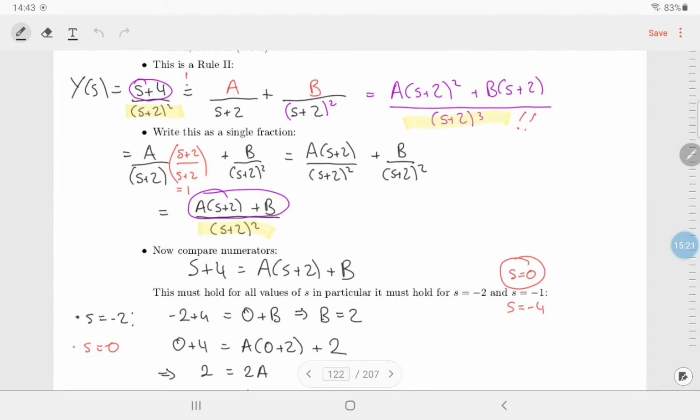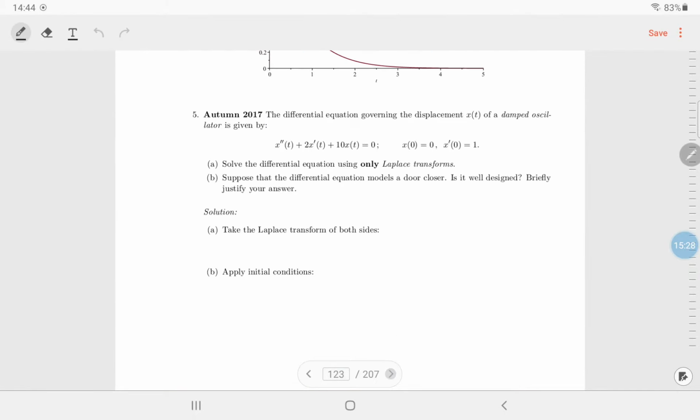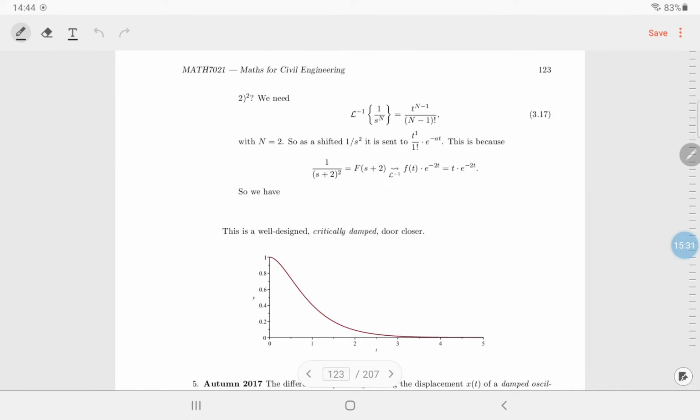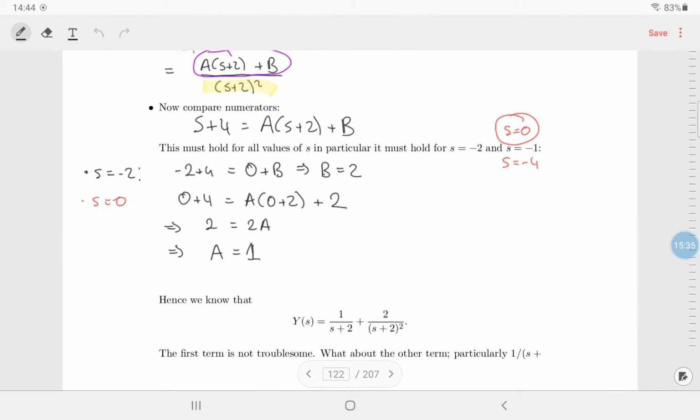So now our job is to send this back. What about the other term? Okay, so we know the first term is easy, because we have 1 over s plus a in the tables. The second term is a little bit... Now the 2 isn't an issue, right? So the 2, we can just take that out. It's 2 by 1 over s plus 2 squared. So don't worry about the 2 on top.